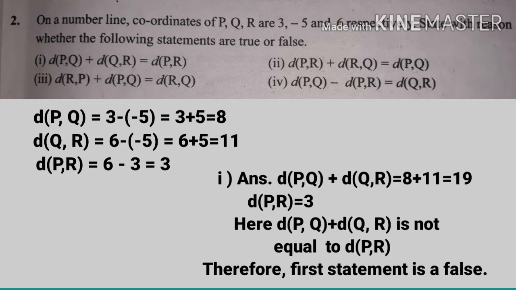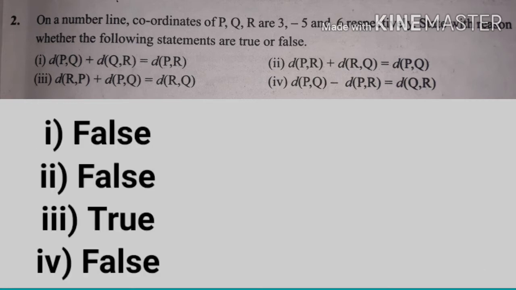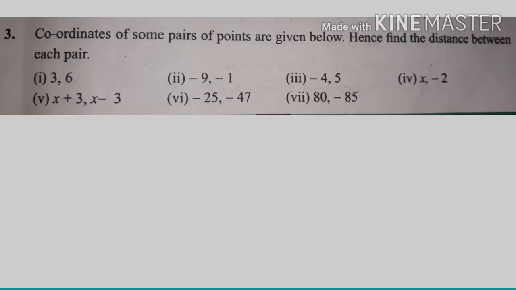First statement, distance PQ plus distance QR. Put the values, that is 8 plus 11 equal to 19. And here distance PR equal to 3. Distance PQ plus distance QR is not equal to distance PR. Therefore, the first statement given is a false statement. Check the other three statements one by one. Then we get the second statement is false, the third statement is true, and the fourth statement is also false.